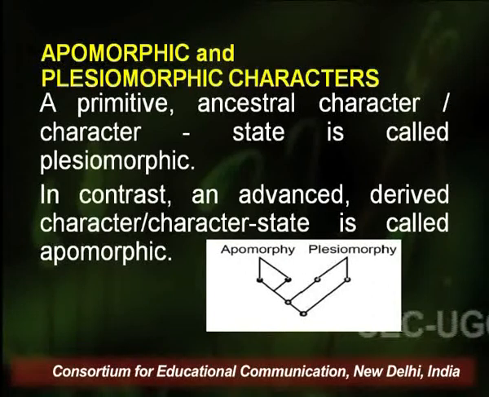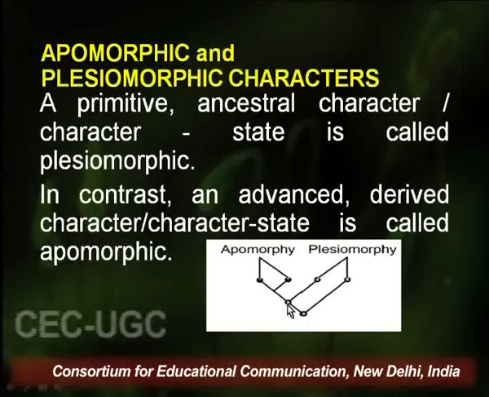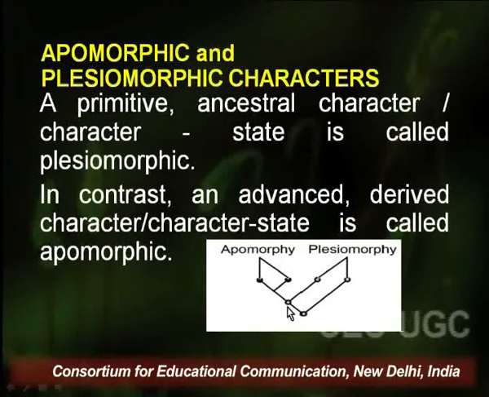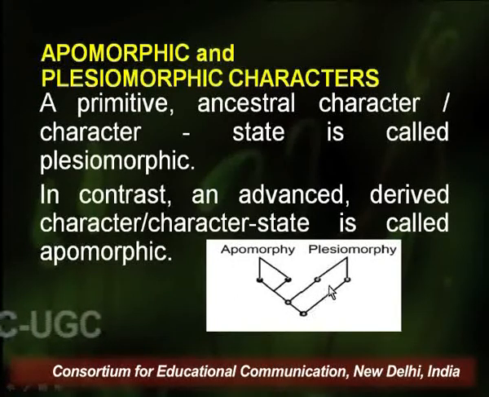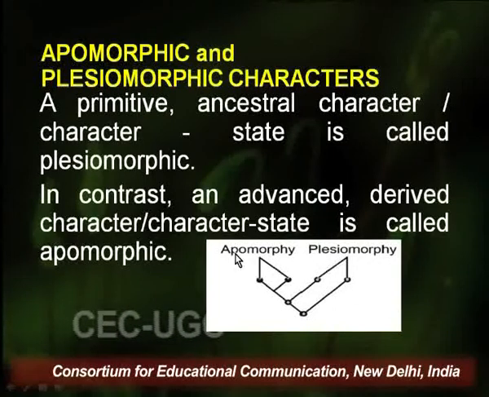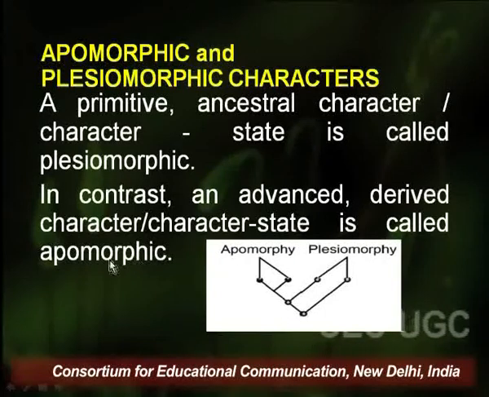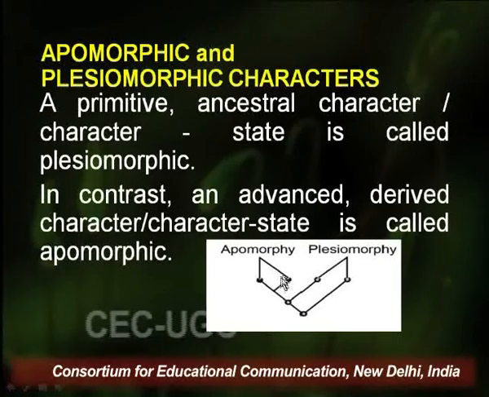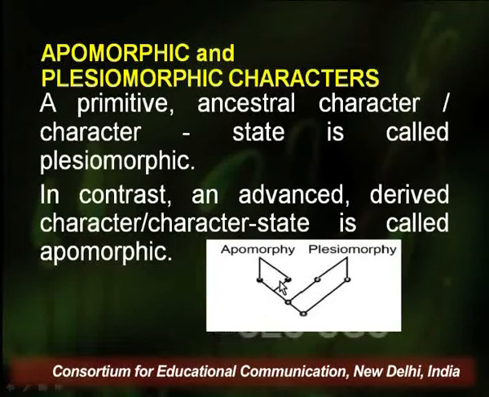As I told you in this slide, you can see that these are basically the ancestors and the derived. They have taken up the primitive character in this generation, whereas in contrast an advanced derived character or character state is called apomorphic. You can see this is a common ancestor, but the characteristic found in the current taxa in the generation is the derived one.